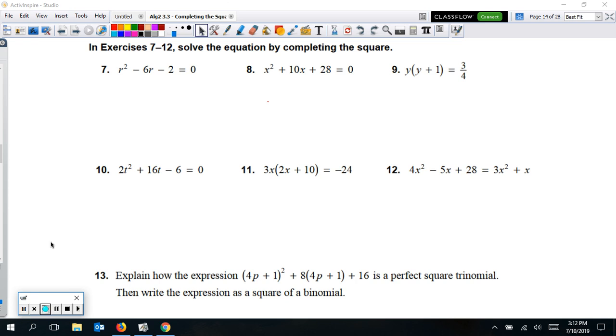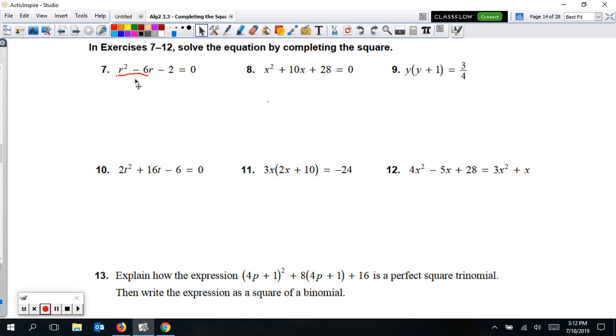Okay, so now when we get to 7 through 12, it says solve the equation by completing the square. So now we have an equation, and we're going to need to complete the square. What we're going to look for really is getting the first two terms by themselves, which in this case on number 7 would be this r squared minus 6r. Getting those two by themselves, because this is not a perfect trinomial square the way it is now, with the 2 being here, because 2 obviously is not even a perfect square number.